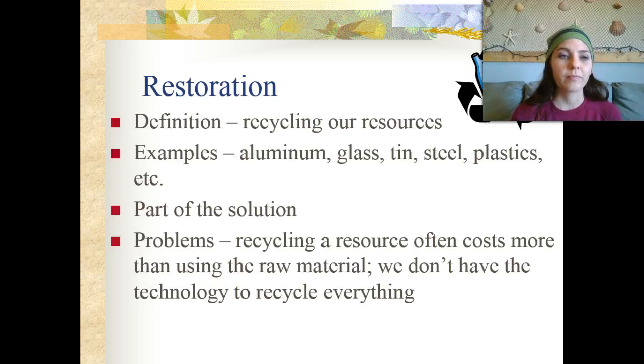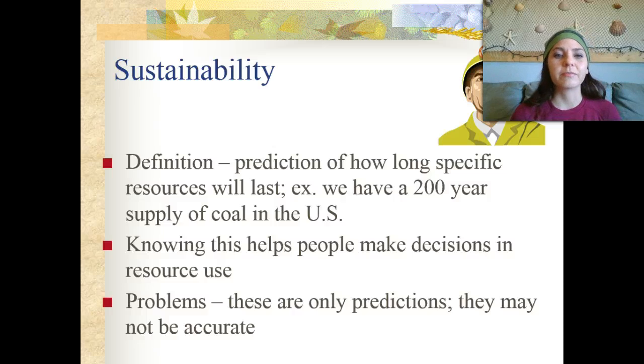And then sustainability. Well, sustainability is basically a prediction of how long specific resources are going to last. So for example, it's predicted that we have about 200 years supply of coal in the United States.